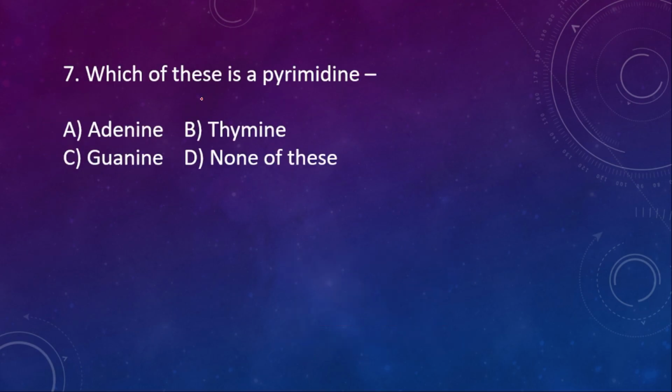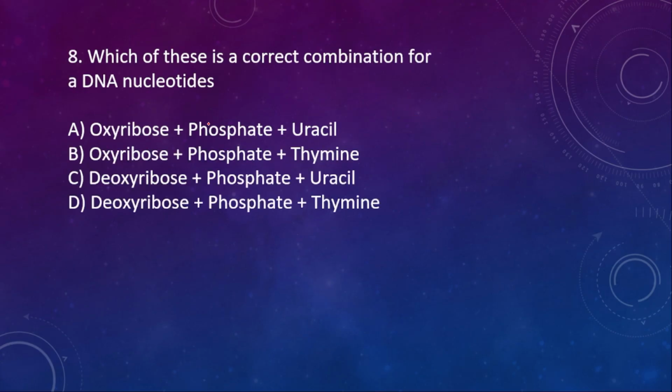Seventh one, which of these is a pyrimidine? Just now I said pyrimidine contains C, T and U: cytosine, thymine and uracil. Among them thymine is there, so the right option here is B.